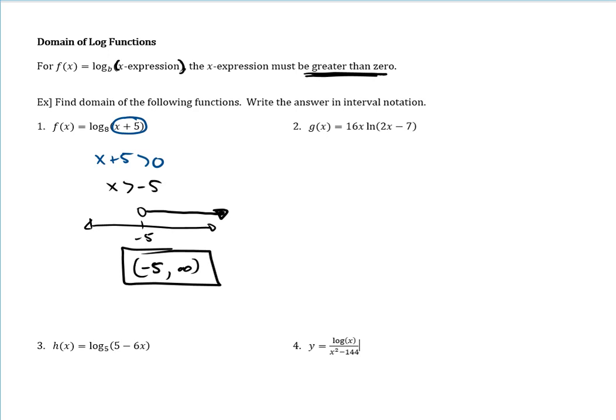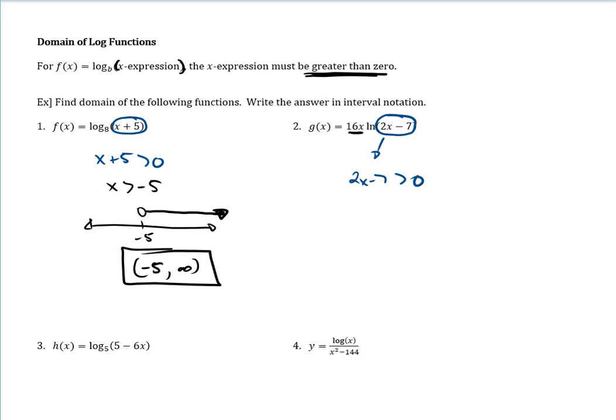So what it's saying is you can plug in anything greater than negative 5 into this x, and it will give you some number. But if you plugged in negative 5 or less, you would get an undefined. So it wouldn't give you an actual number. Okay, so moving on, number 2. Notice this part is a polynomial, so this doesn't matter to us in the domain because polynomials' domains are all real numbers anyway. So that means really all I care about is still just what's inside the log. So the 2x minus 7 needs to stay greater than 0.